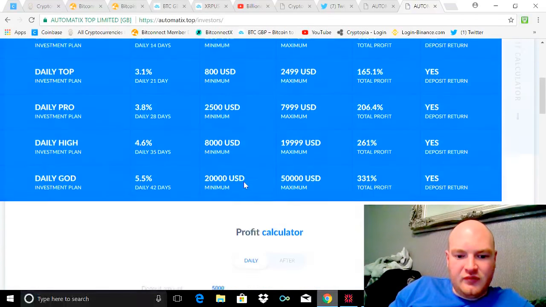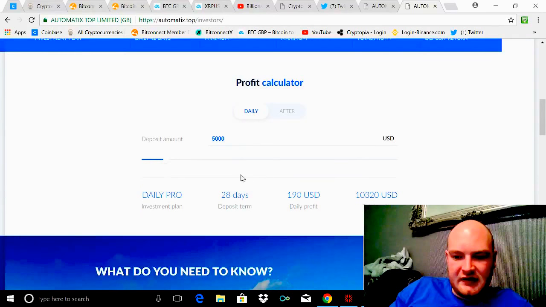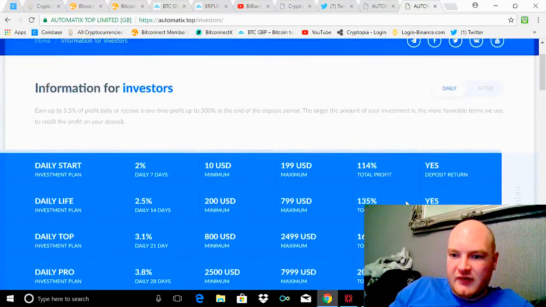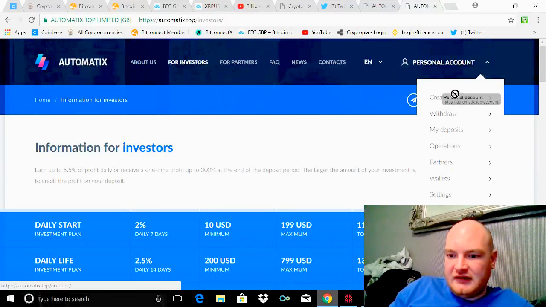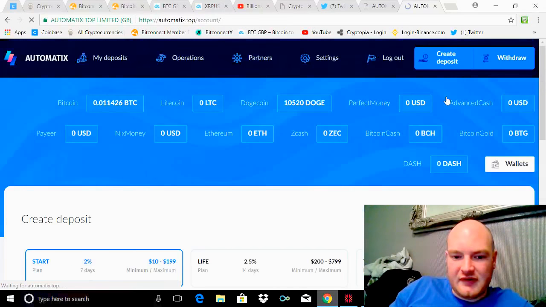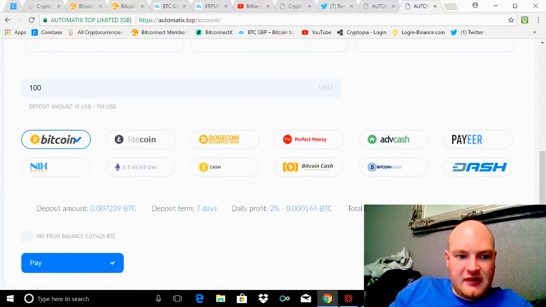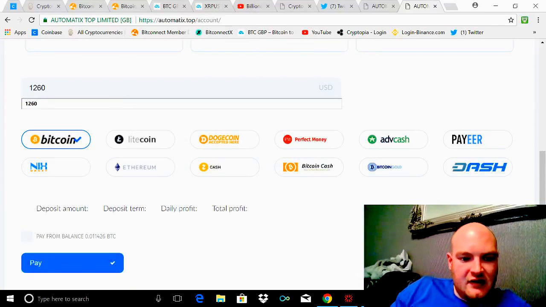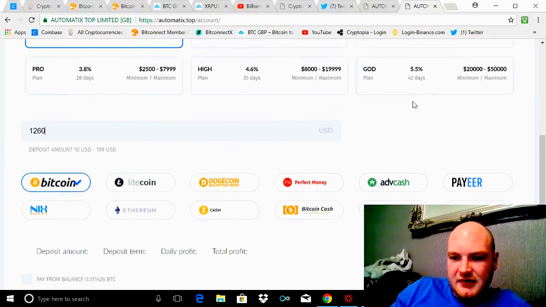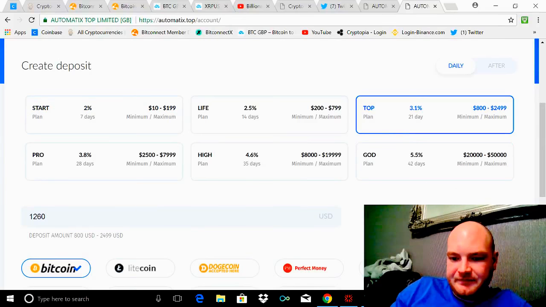Now, what I had been using was this profit calculator. Now, it shows the deposit term, the daily profit, and the total profit. But what I recently worked out is that you're better off going to create deposit. So let's do the same amount and look at this. So 1260. That's paid in Bitcoin. I'll just select the right payment plan, the top plan.